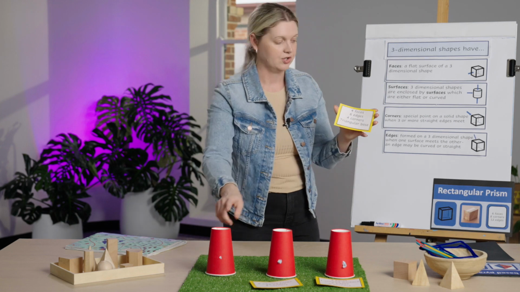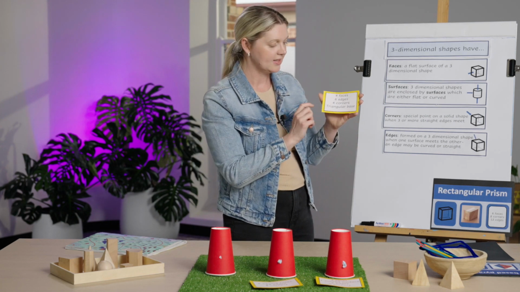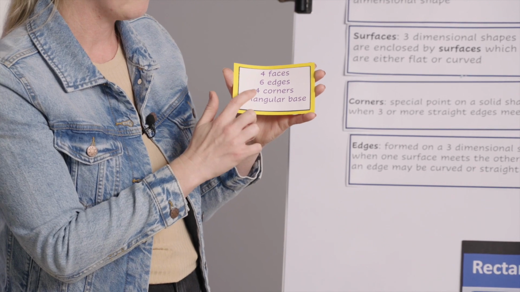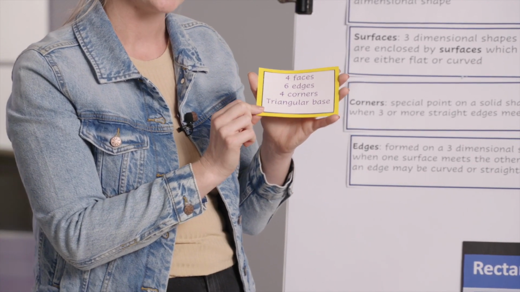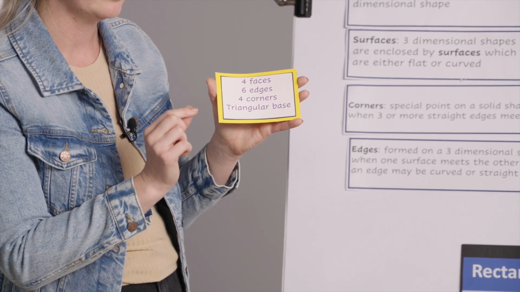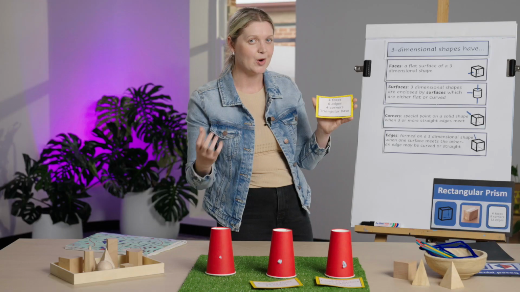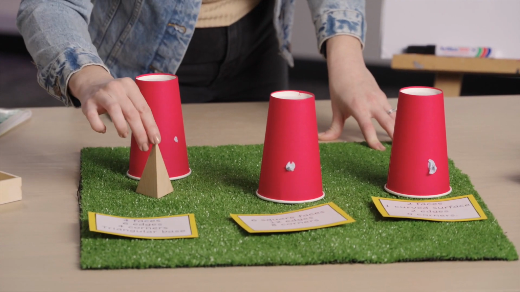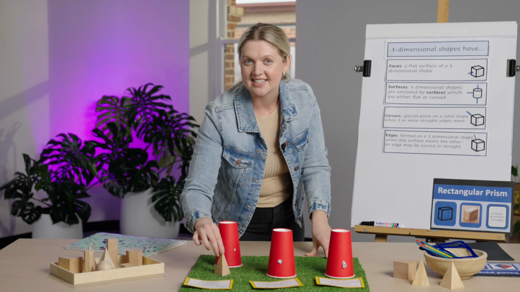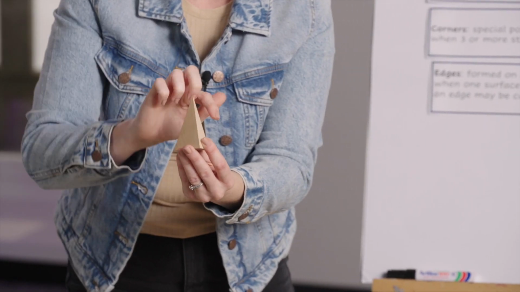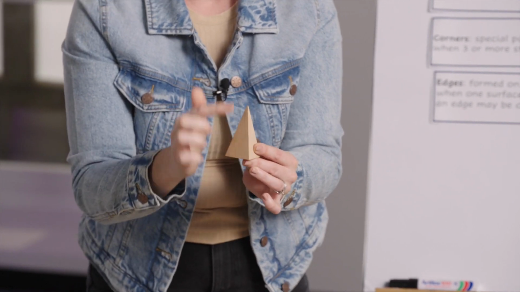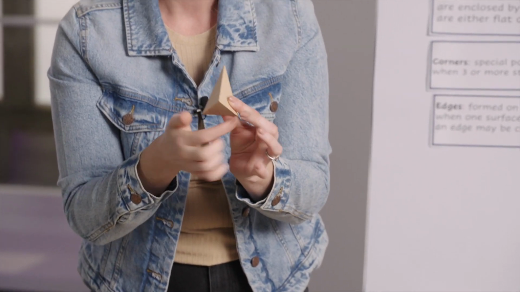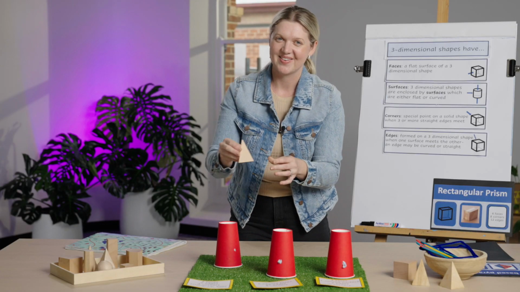Okay, this three-dimensional shape has 4 faces, 6 edges, 4 corners, and it has a triangular base. That's a clue there, a triangular base. What could it be? Let's see. It is a triangular-based pyramid. So we have 1, 2, 3, 4 faces, 6 edges, and 4 corners. Well done, everybody. I'm just going to pack this up and get ready for the next activity.